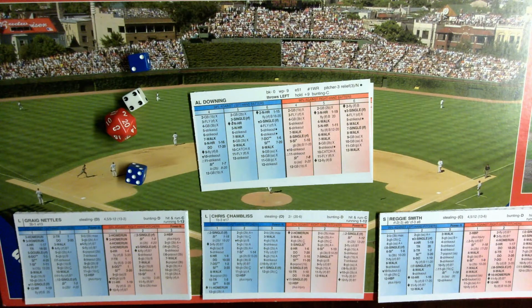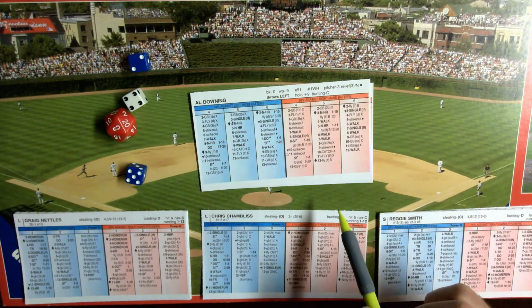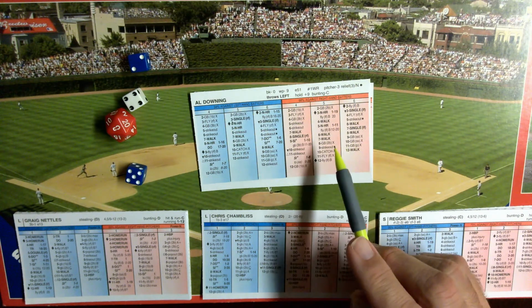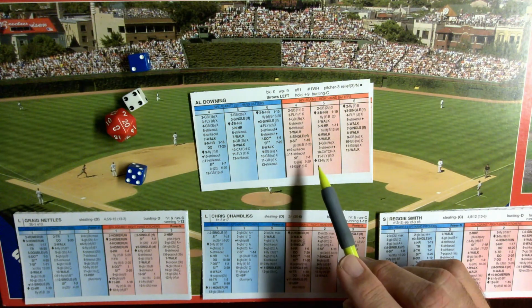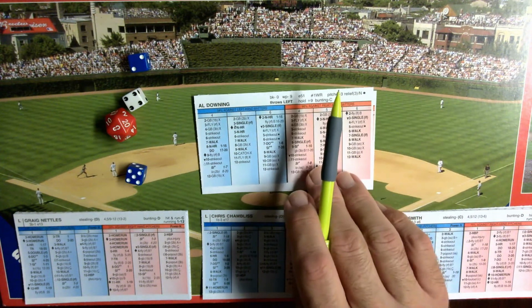Top of the 8th, Dodgers leading 6-4. Dodgers have made a pitching change. Al Downing is now in the game pitching for the Dodgers. He's a left-handed hurler. Pretty typical pitcher card numbers. 351 for his fielding error ratings. A balk of 0. He does have a wild pitch of 9 or less.